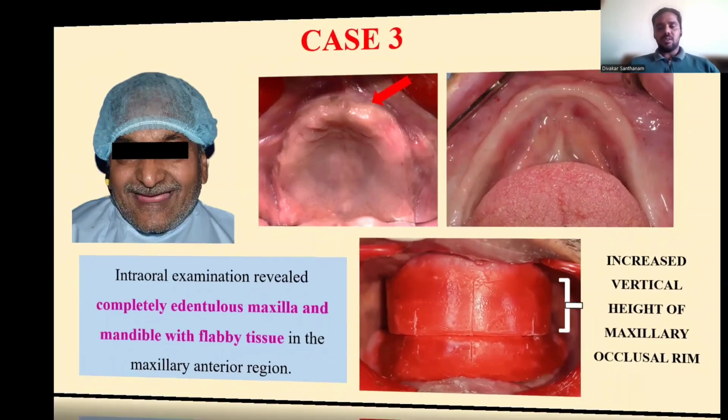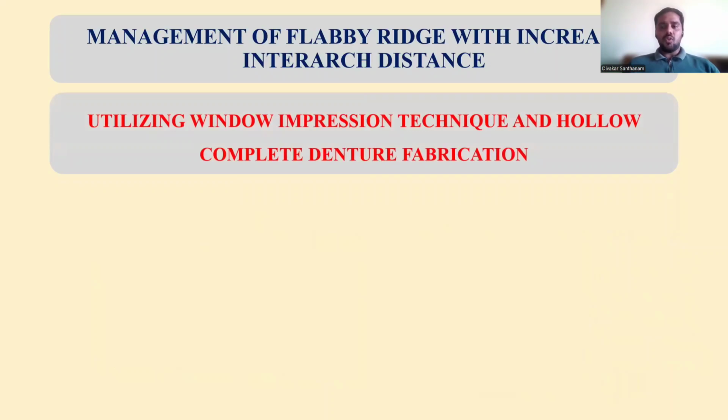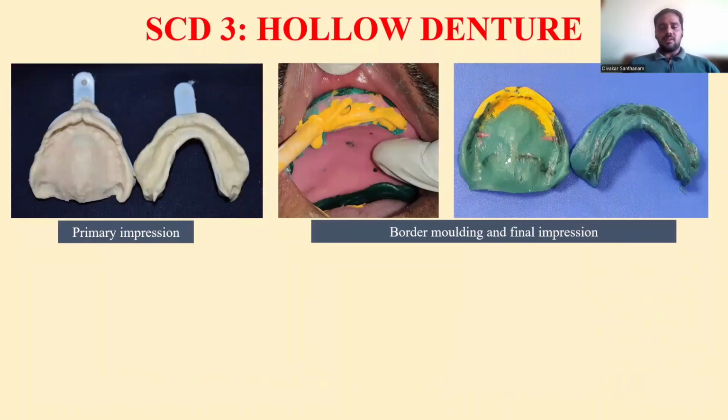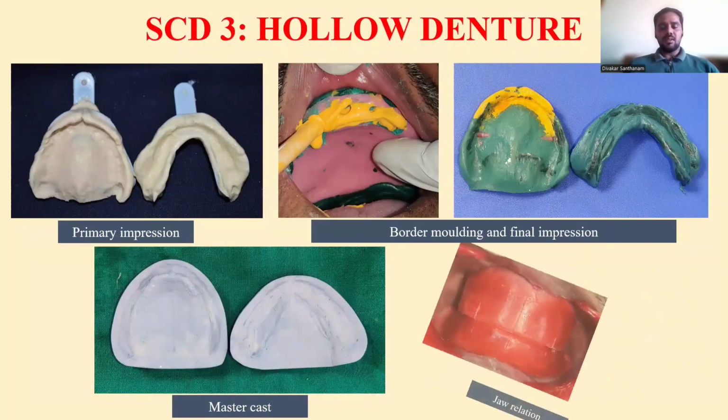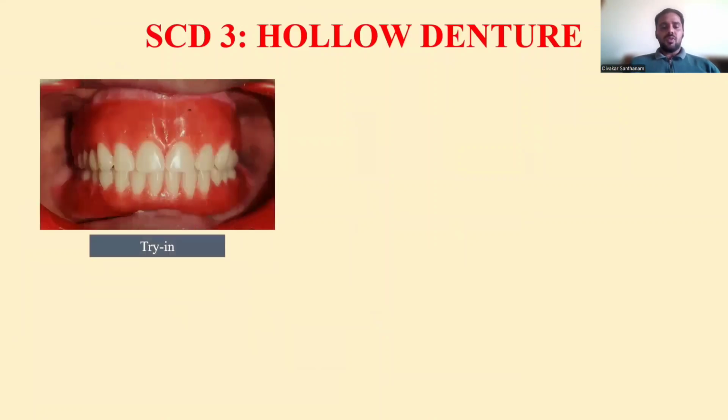So for this case, we planned a hollow complete denture, which will have a hollow cavity inside the complete denture, which reduces the weight of the prosthesis. And for the flabby tissues, we planned the window impression technique. The procedure starts from primary and secondary impressions, as I explained before, recording the flabby tissue with the window technique, then the master cast, and then jaw relation. We found the vertical height of the maxillary occlusal rim is more, which increases the weight of the prosthesis. So we did the try-in.